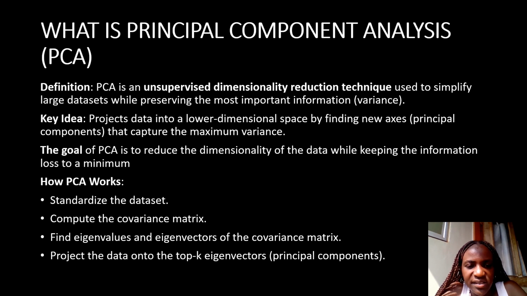How PCA works is that there are 4 steps. The first step is standardize the data set, then you compute the covariance matrix, then you find eigenvalues and eigenvectors of the covariance matrix, then you project the data onto the top K eigenvectors.